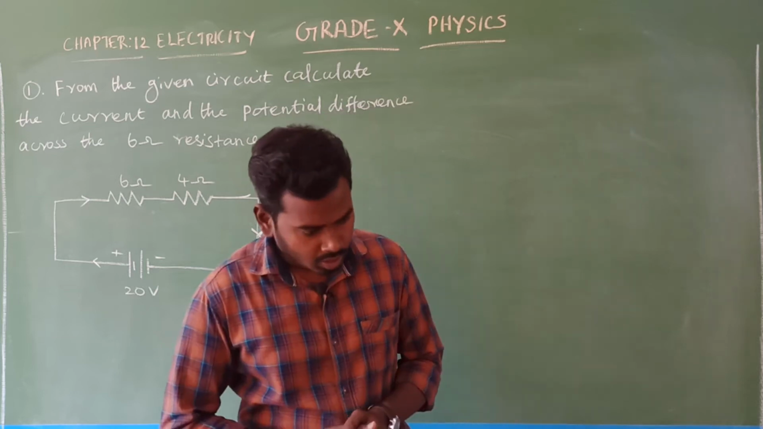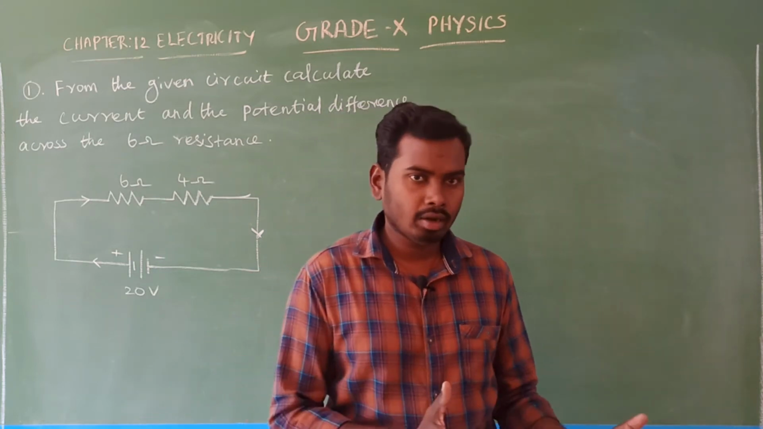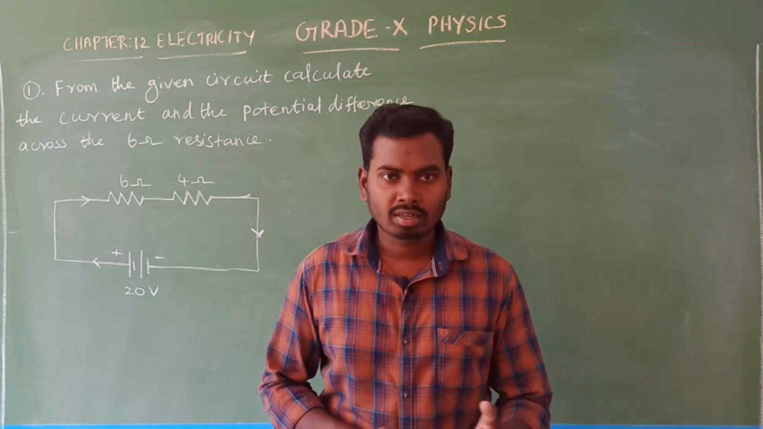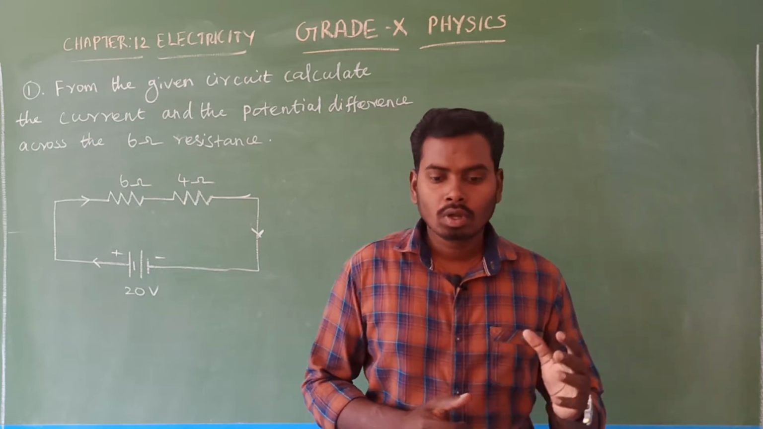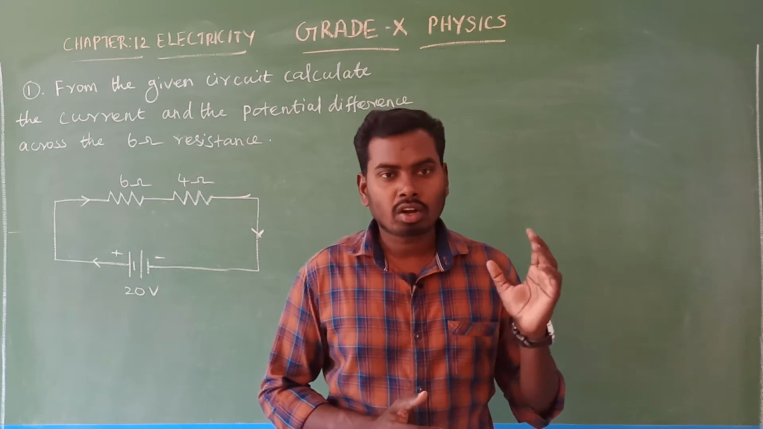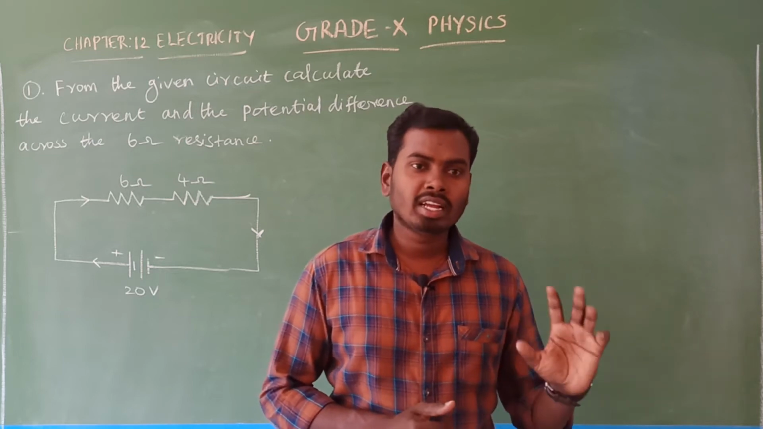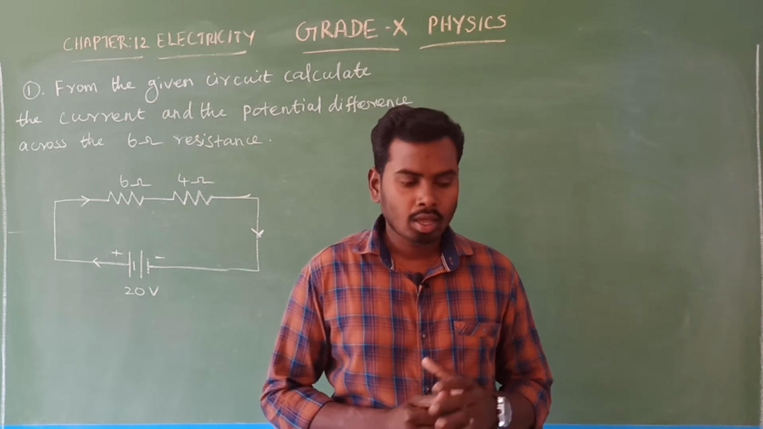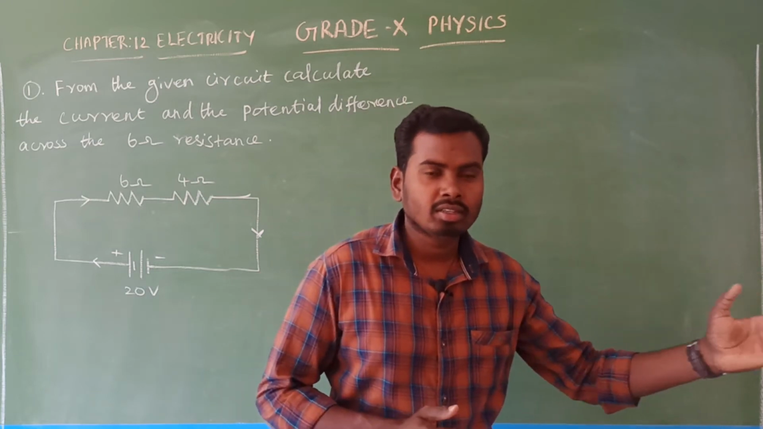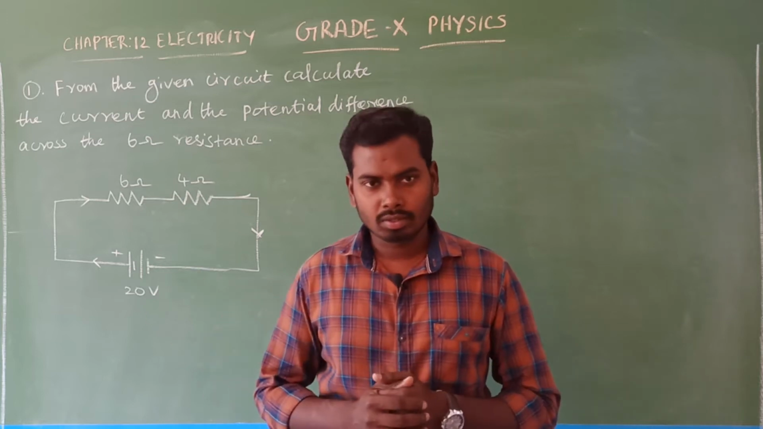In order to start the numericals, we must recall what we have seen about resistors in series and parallel combination, as well as electric power. What is the difference between series combination and parallel combination? In series combination, current remains the same but voltage gets distributed. The total resistance is equal to the sum of all the resistors connected in series, which means one after one.